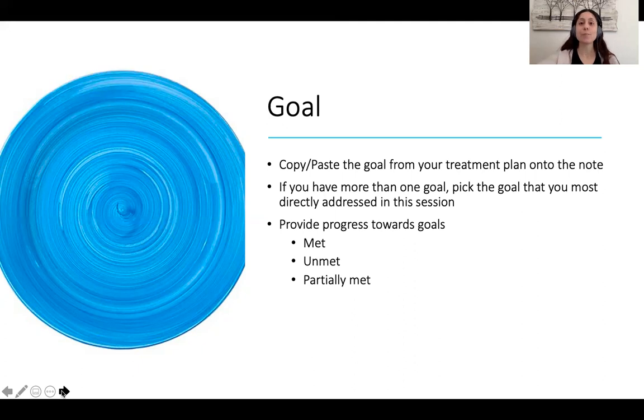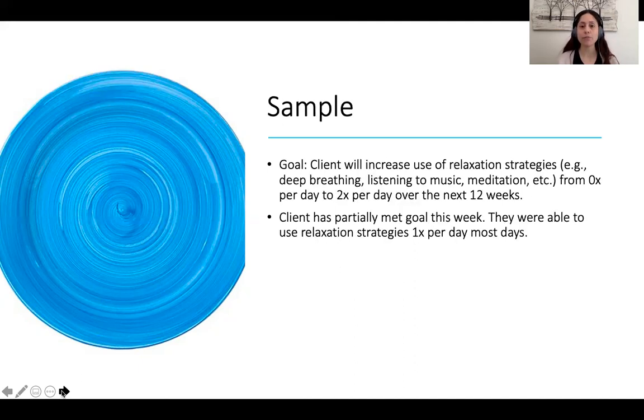You're then indicating progress toward the goal. Has the client met the goal, partially met the goal, or not met the goal? And I have a sample here for you. So here is the goal. Client will increase use of relaxation strategies. And this again would be plugged in directly from the treatment plan. This is the collaborative SMART goal that you've developed with your client, written on the treatment plan and had everybody sign. Okay, so not a new goal.